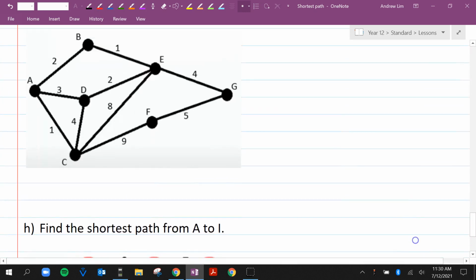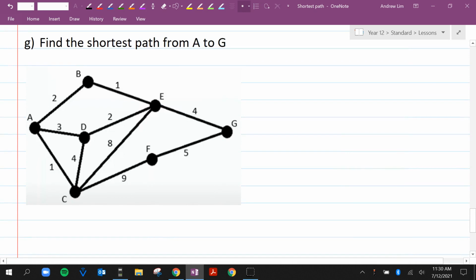Alright, I think there's two more. Find the shortest path from A to G. Pause the video. Alright, let's have a look. To B is going to be 2. To C is going to be 1. To D, 1 plus 4 is 5, or just 3. We'll go straight from 3.